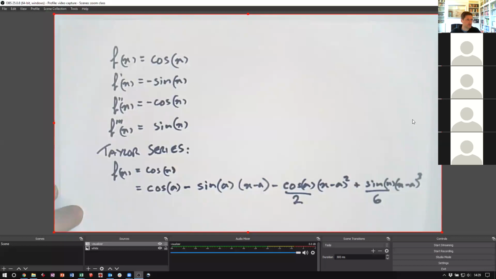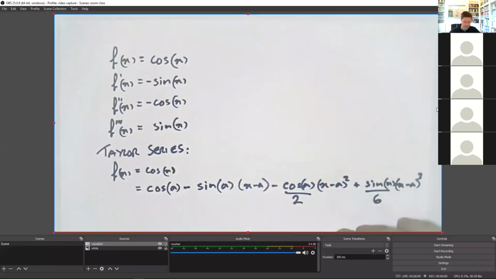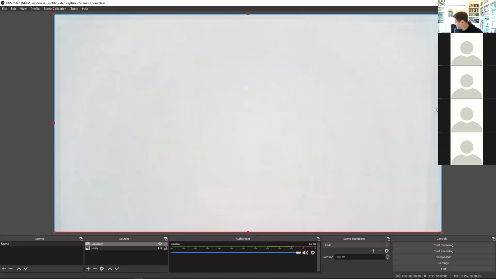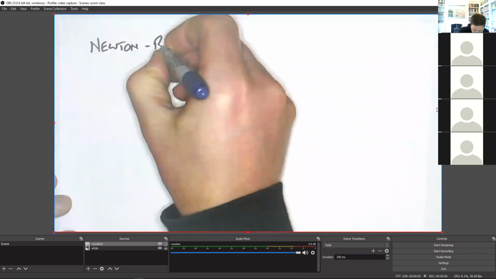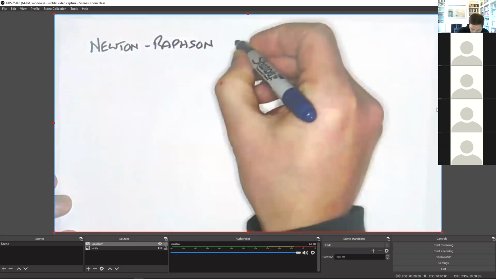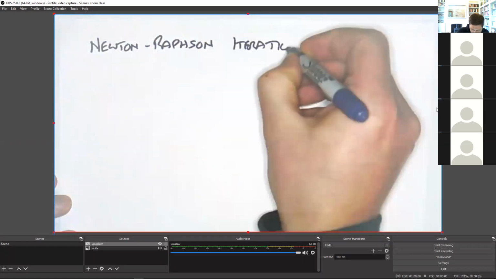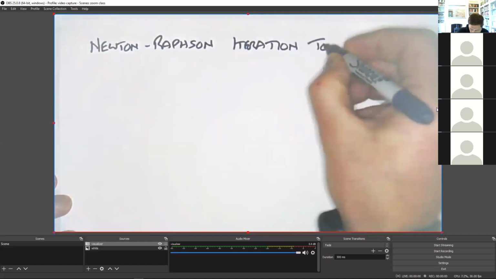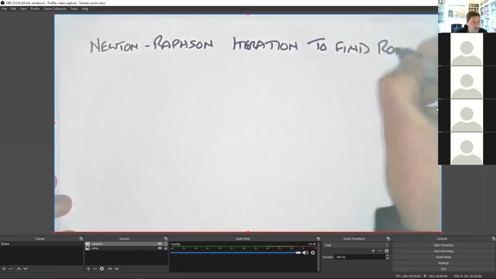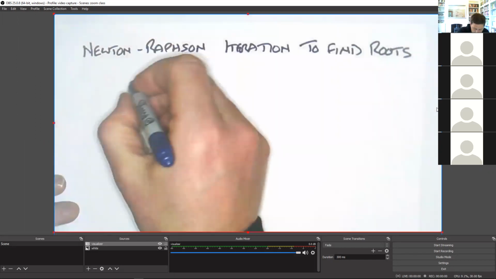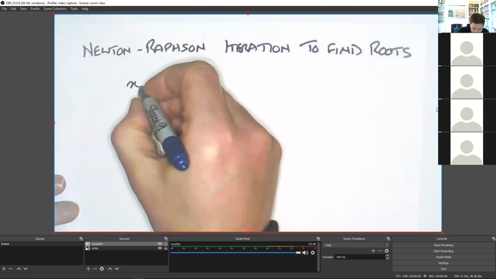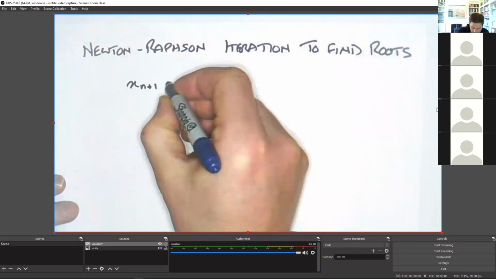So I'll go back to the visualizer. There we go. And then the second topic that you were looking at was the Newton-Raphson method. So this was about how to find roots of an equation using the Newton-Raphson iteration. And the iteration that Dr. Abdul showed you shows that you can try to find a root if you have a starting value of x.